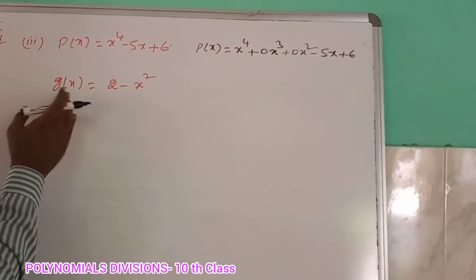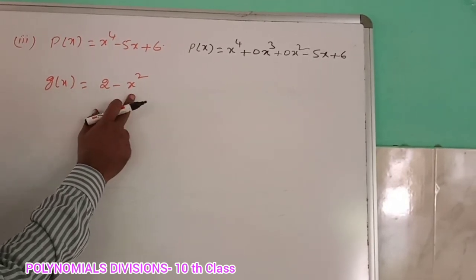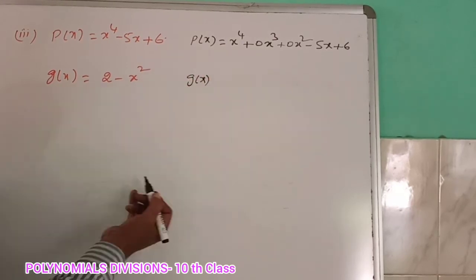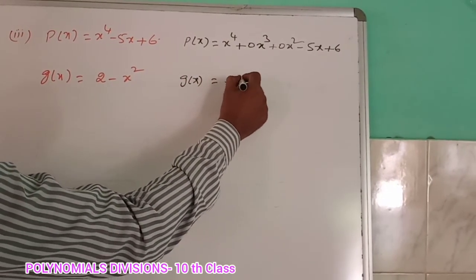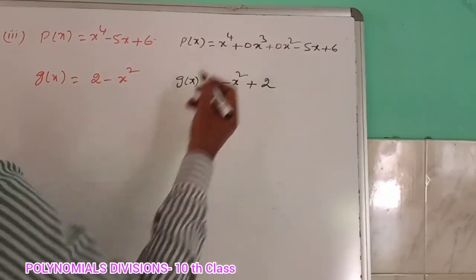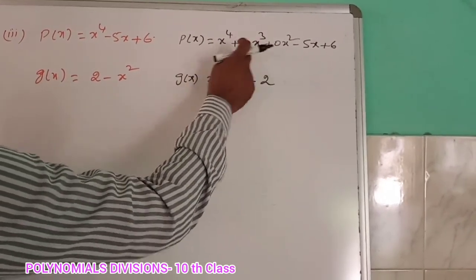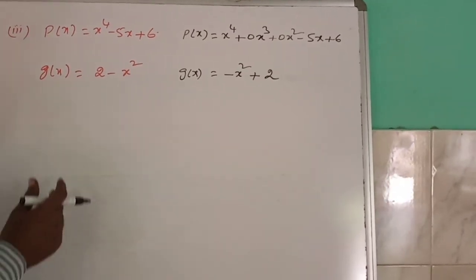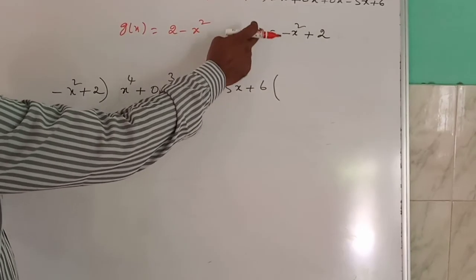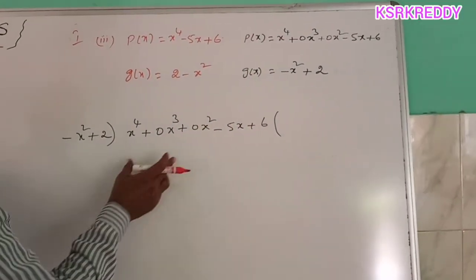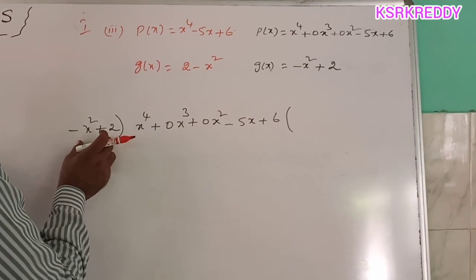And here also g of x equal to 2 minus x square. So write in standard form g of x equal to value: first write the x square term, minus x square. Next here plus 2. Dividend, write all the terms in order. Divisor is not necessary. So P of x is divided by g of x. So it is P of x, it is g of x.